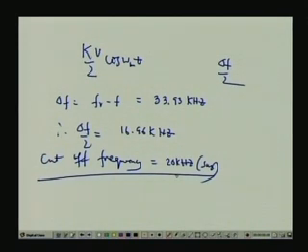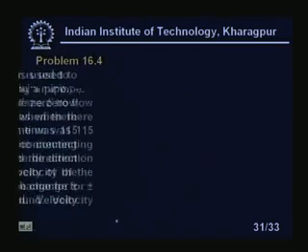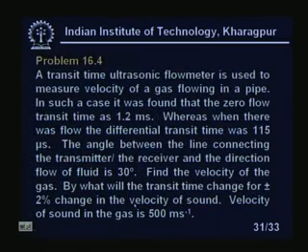Now, you see the fourth problem is very straightforward. The problem 6.4, a transit time ultrasonic flowmeter is used to measure the velocity of a gas flowing in a pipe. In such a case, it was found that the zero flow transit time is 1.2 millisecond. That means, when there is no flow in the liquid, the transit of the signal between the transmitter and receiver is 1.2 millisecond, whereas when there is a flow, the differential transit time was 115 microsecond.